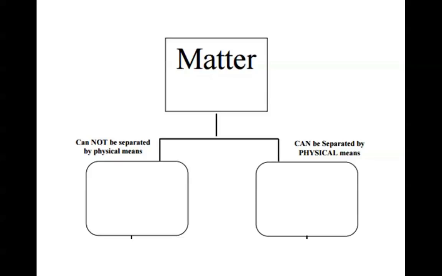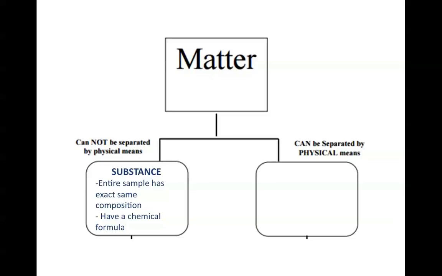Those that cannot be separated by physical means, and an example of a physical means would be using something called distillation or filtration. Ones that cannot be separated by those methods are called a substance, sometimes called a pure substance. The entire sample has the exact same composition throughout, and we also can write chemical formulas for substances, and we're going to show how those break down into two smaller groups in just a second.